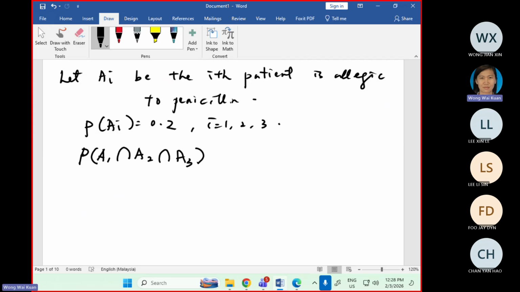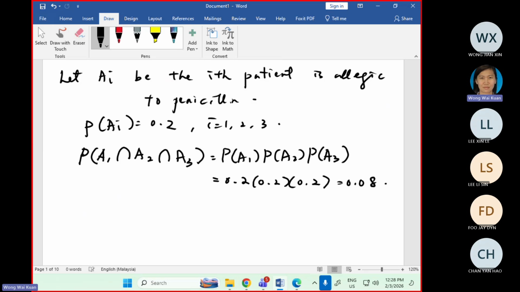And they are different patients. So when they are different patients, are they dependent or independent? Independent. So this is probability of A1 times probability of A2 times probability of A3, because they are independent, they are different patients. So yes, I get back the same thing, 0.2 times 0.2 times 0.2. Then this is 0.008. Hey, one more zero, right?